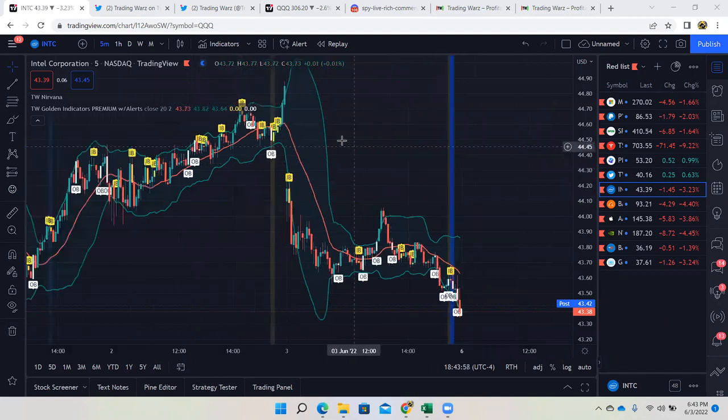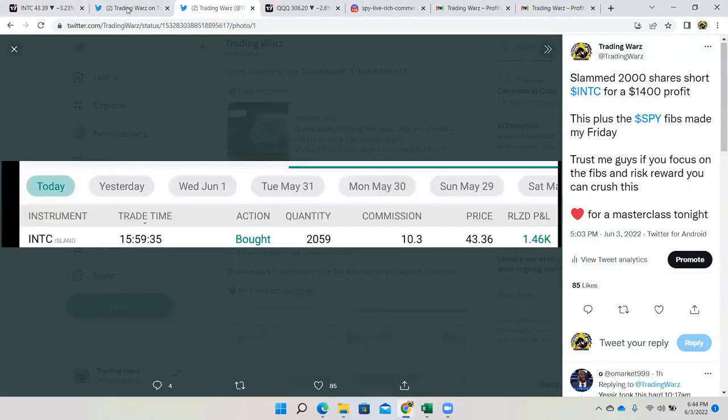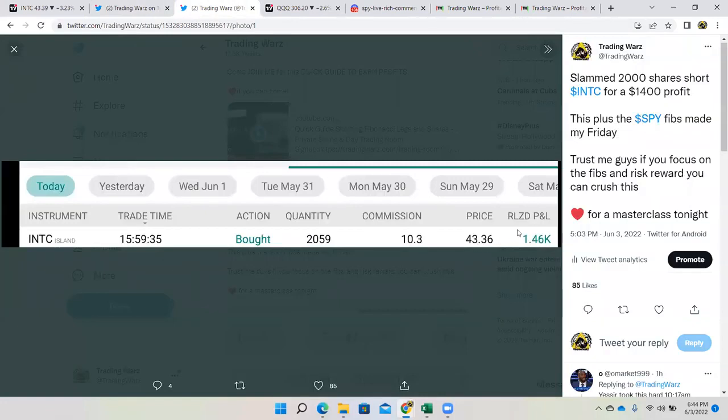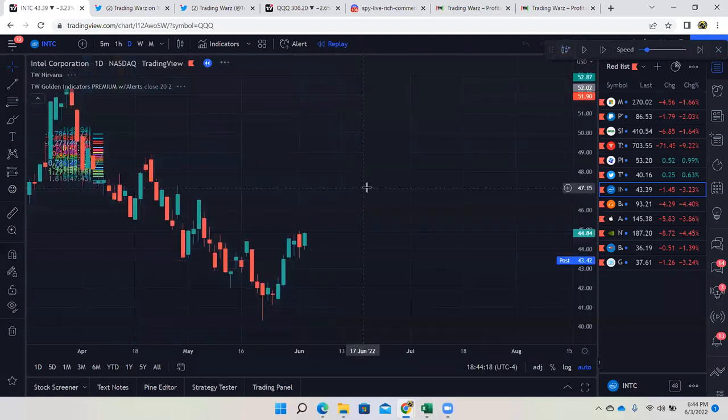So first and foremost, guys, we need to go back to the daily chart to understand why I wanted to trade Intel. So Intel was one of our daily picks right here. I post these every single night, and I was able to make $1,460 on this play, shorting 2,059 shares. So I did this all automated. So this was a fully automated trade. So let me just hit the replay so I can walk you through.